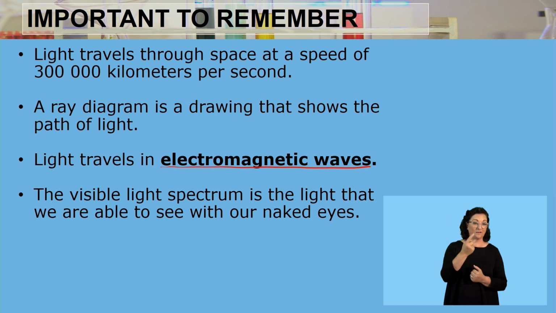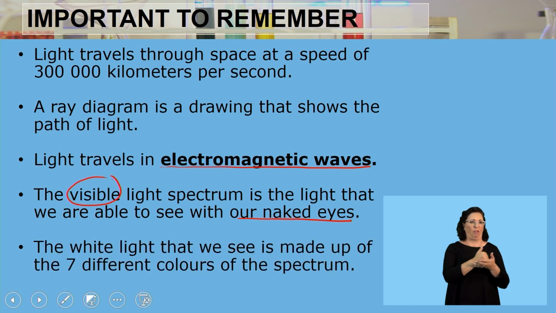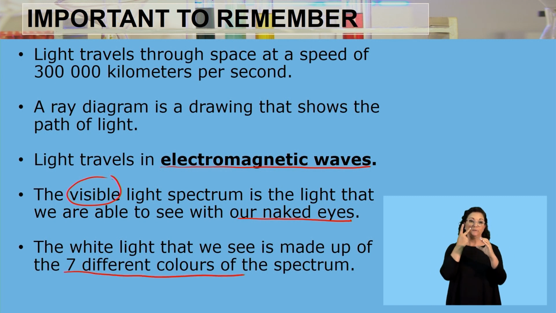And then I also want you to remember that the visible light spectrum is the light that we are able to see with our naked eye, hence visible. We are able to see it with our naked eye without the help of a microscope. And then lastly, the white light that we see is made up of the 7 different colors of the spectrum. Remember, the 7 different colors of the spectrum, that's your Rooikweier.